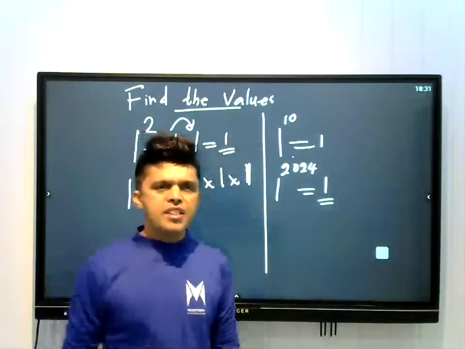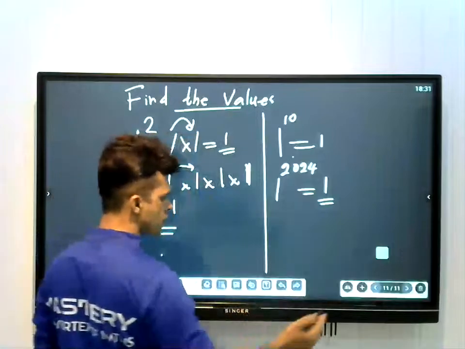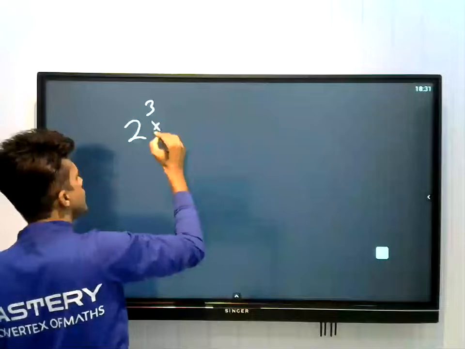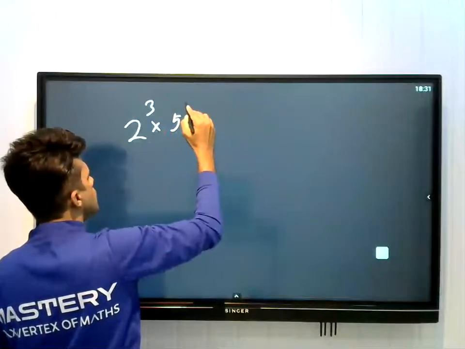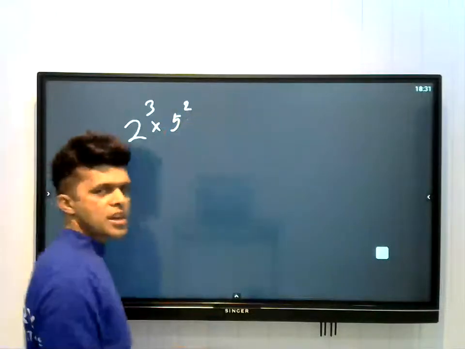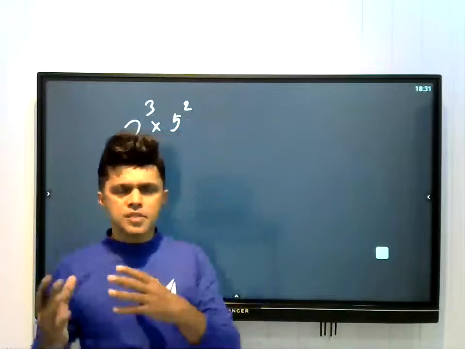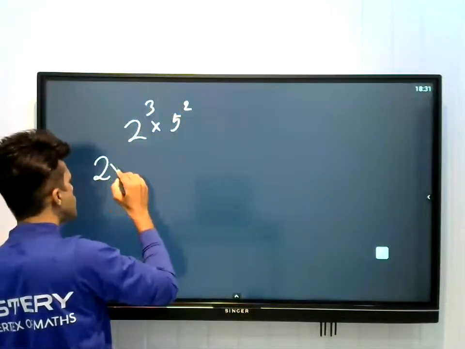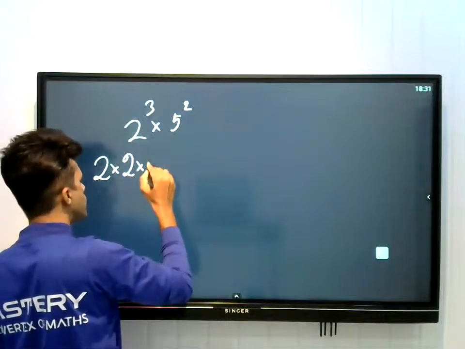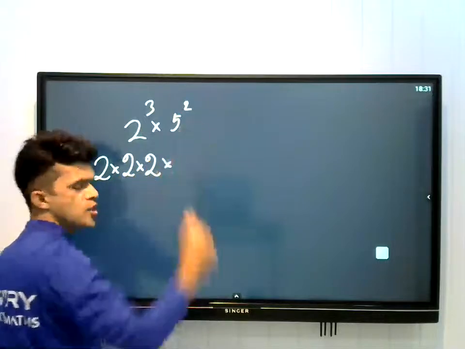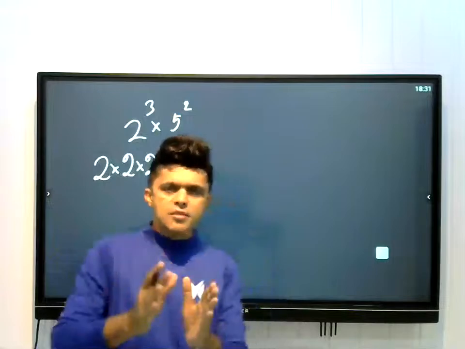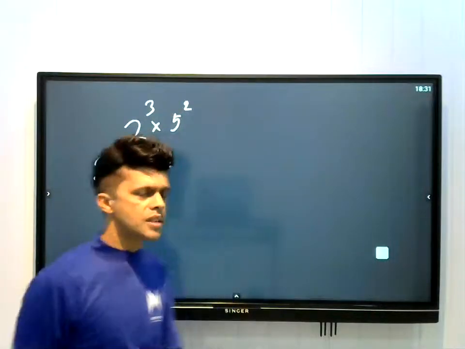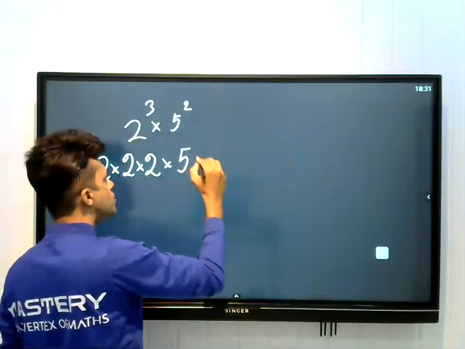So find the values of the followings. These are sums: 2 to the power 3 into 5 to the power 2. How can you find the value of this type of sum? 2 to the power 3 means you need to multiply the digit 2 three times, 2 into 2 into 2. 5 to the power 2 means the digit 5 multiplied two times, so 5 into 5.